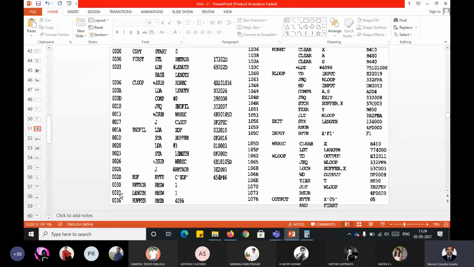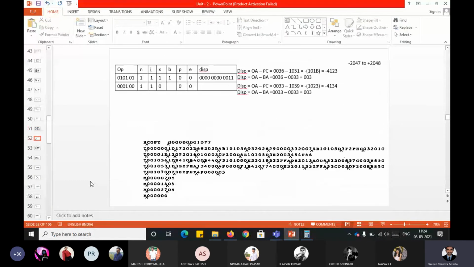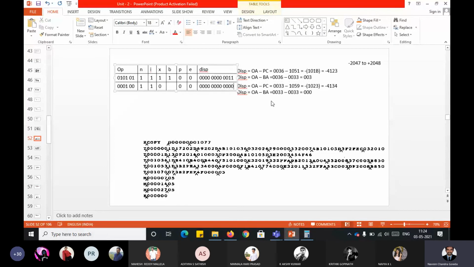And for finding out this address, you are making use of the base register. So it is B as 1. So what is the object code? It is 1, 0011 is 3, and 0100 is 4, 000. That is where you are getting 134000.